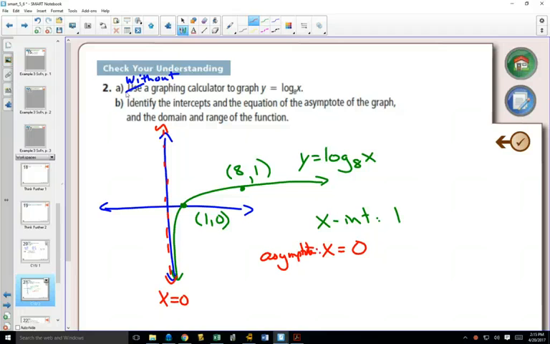Some words you shouldn't abbreviate. The domain and range. So for the domain, all the x values are positive. Since there's an asymptote at 0, it can't equal 0. And our range is everything.